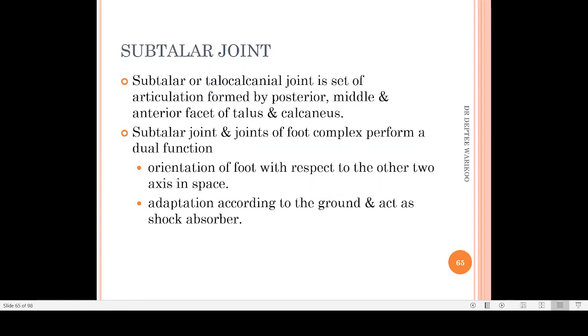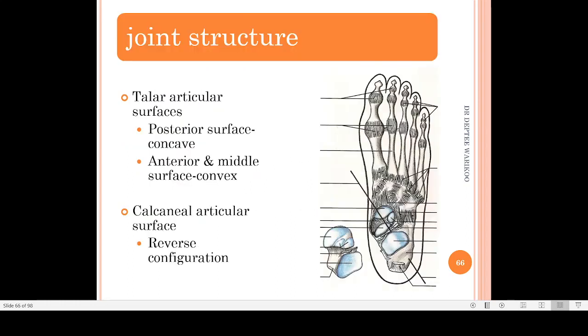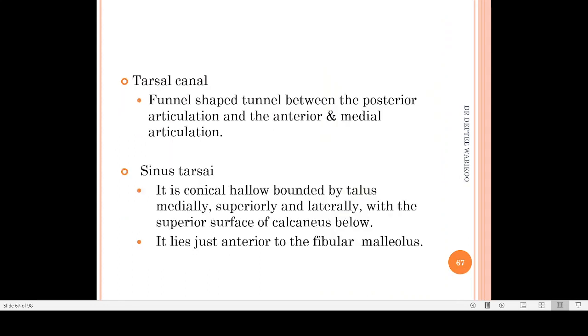If we talk about the structure, we have talar articulating surfaces and calcaneal articulating surfaces. The talar articulating surfaces are the posterior surface, which is concave, and the anterior and middle surfaces, which are convex. The calcaneal articulating surfaces are the reverse configuration of the talar articulating surfaces.